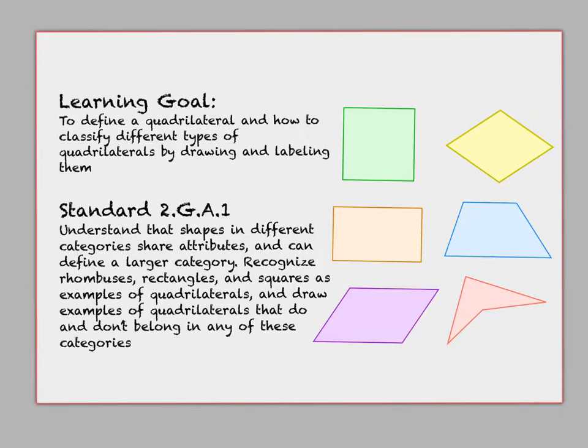We will also be addressing Iowa Core Standard 2GA1, which states, understand that shapes in different categories share attributes and can define a larger category. Recognize rhombuses, rectangles, and squares as examples of quadrilaterals and draw examples of quadrilaterals that do not and do belong in any of these categories.